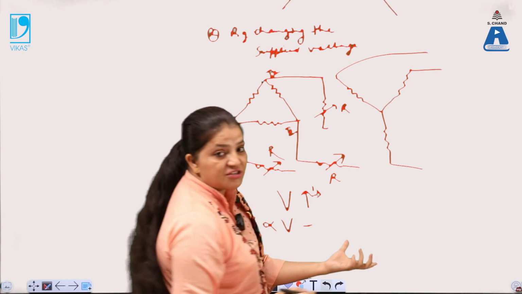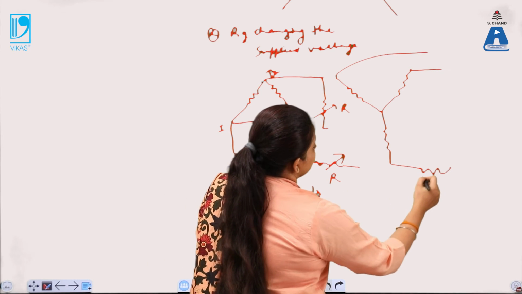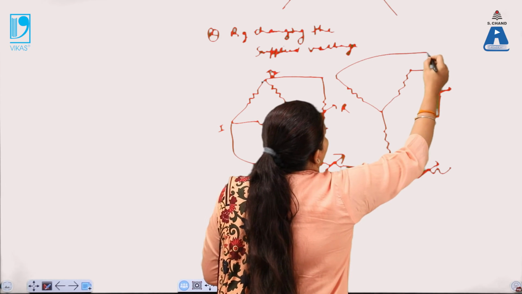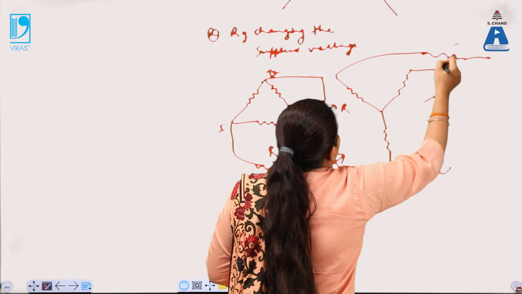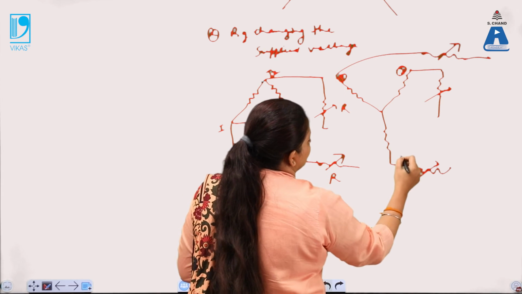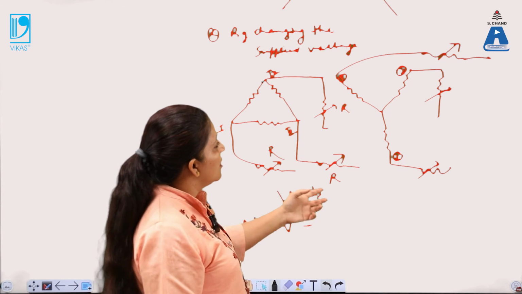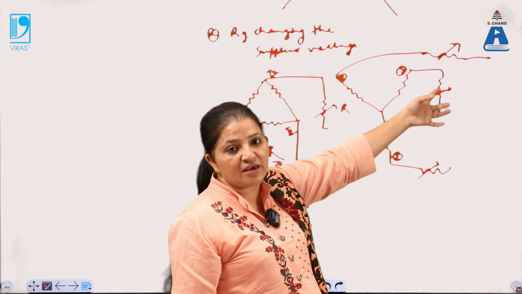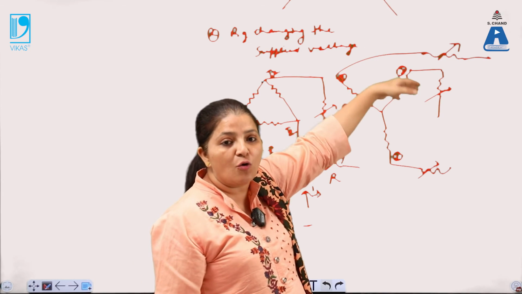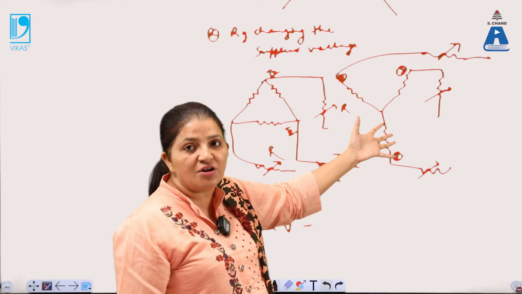when the configuration is delta over here, again we introduce a variable resistance at the 3 points. Now this variable resistance again over here, as the R goes on increasing, the V will go on decreasing. So automatically the synchronous speed will go on decreasing.